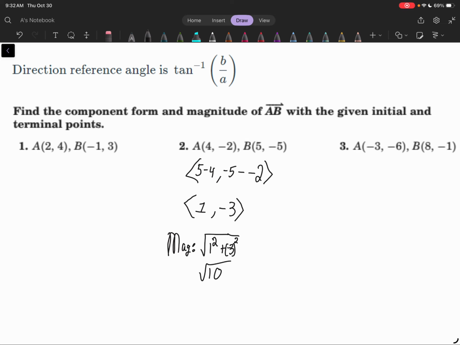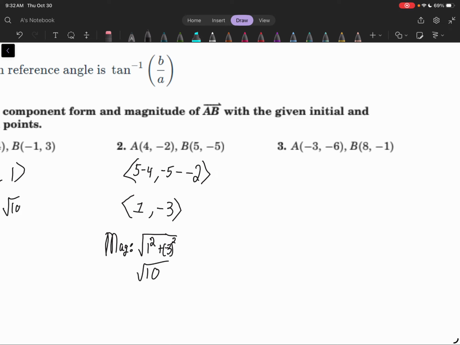Pause the video, try 1 and 3. You should get negative 3 and 1 for the vector with a magnitude of the square root of 10 for 1. For number 3, you should get 11 and 5 for my vector. Magnitude of square root 146.